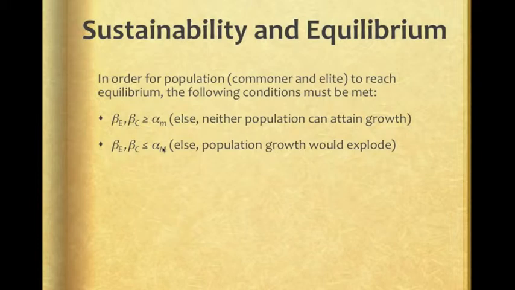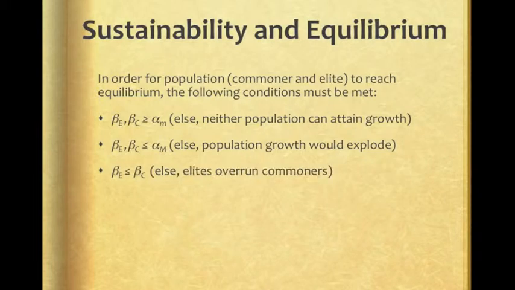Okay, and the reason for this is that if this doesn't happen, then the population growth could explode, because if these birth rates exceed the maximum possible death rate, then there's no way death can catch up with births, and then population would explode. So these two actually are complementary. These keep population in check at some sustainable level.